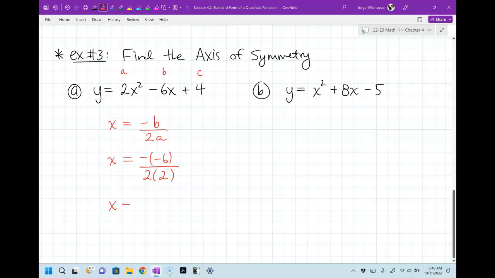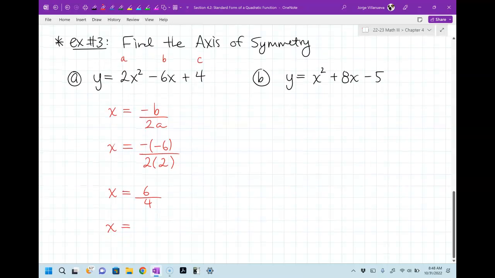So we got x equal to 6 over 4, which would be 3/2. That's your x value. Okay? That's your x value for your axis of symmetry. So if you were to draw a vertical line at 3/2, that would be where the graph is split in half.